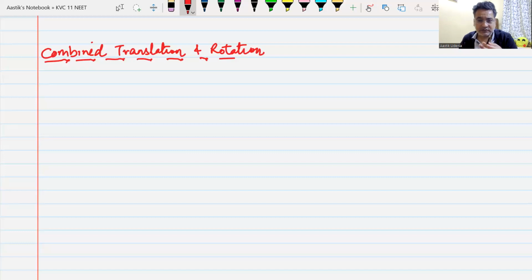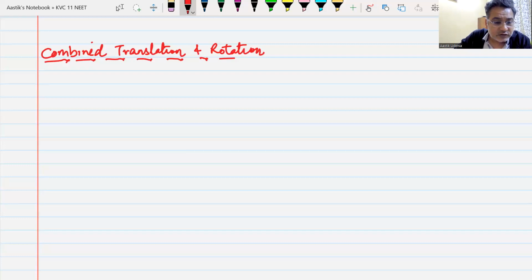This is a pen. If I throw it, it spins like this, but it is also moving forward. This is also a combined motion, a combination of translation and rotation. If I throw any ball, take a cricket ball and throw it, that is combined motion. The ball is spinning, and it is also moving forward. So that is the combined motion.